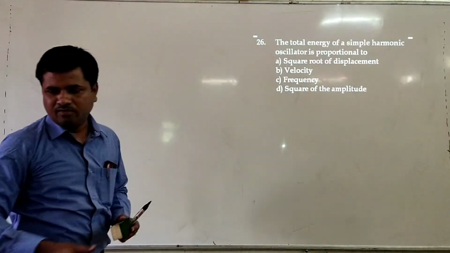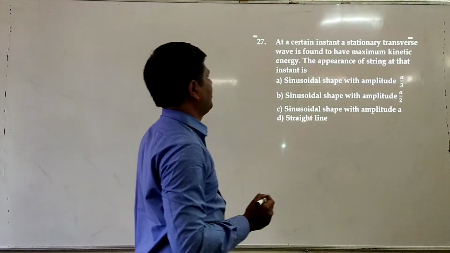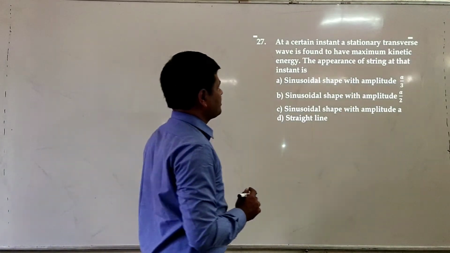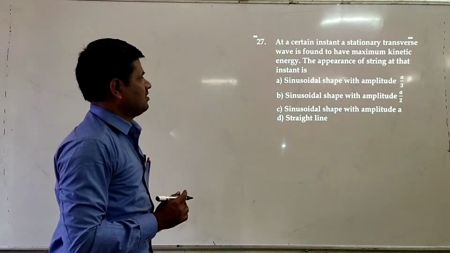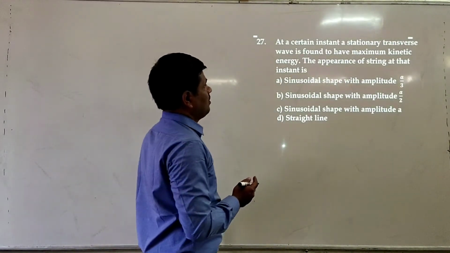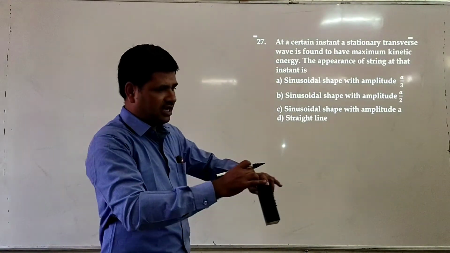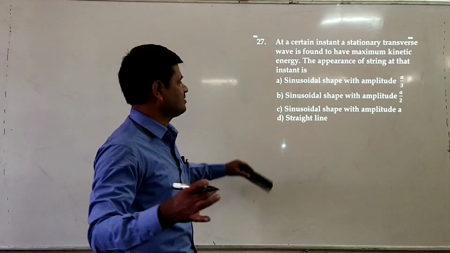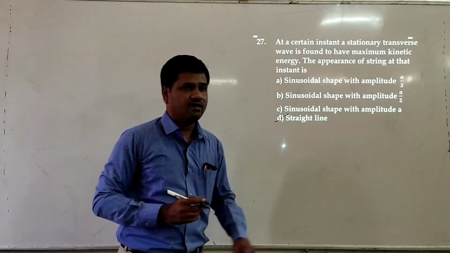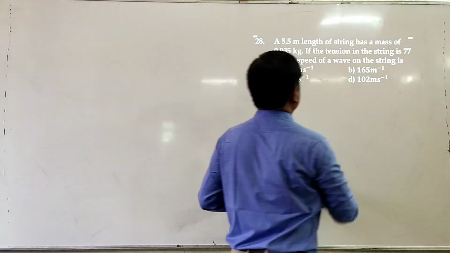Next, question number 27. At a certain instant a stationary transverse wave is found to have maximum kinetic energy. The appearance of the string at that instant is a sinusoidal shape with amplitude a by 3, a by 2, or a. When getting the maximum kinetic energy, the string totally becomes straight because the velocity is maximum. That's the reason the string becomes a straight line. So which option is correct here? D option is correct.